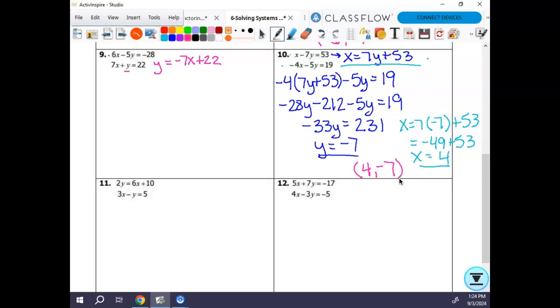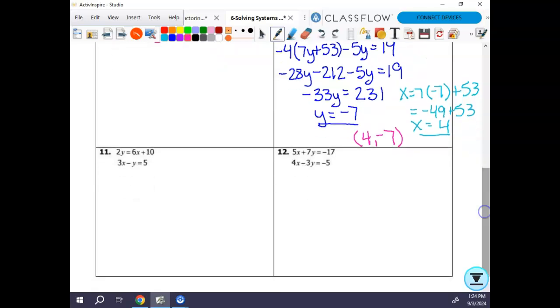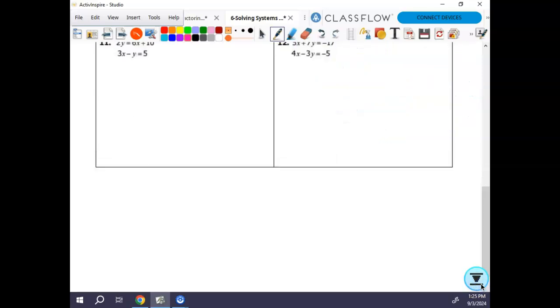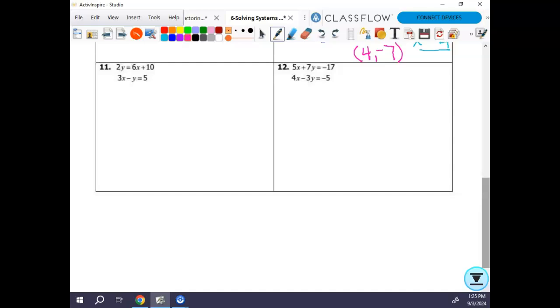All right, let's look at number 11. Let's say I'm going to solve this for y. Wouldn't you choose the first one and go for y? That would make sense, right? So we just divide everything by 2. This is going to give me y equals 3x plus 10. Everybody good with that? Then we substitute it in. 3x minus 3x plus 10 equals 5. Did I do something wrong? Oh, yes, thank you.